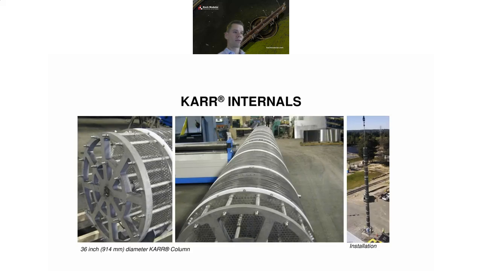This is what the KARR internals look like. You can see in the middle picture, we have a series of perforated plates, and you can also see there that the open area is very high, about 55 to 60%. And then on the right, we have a photo of some KARR internals being installed. That was a pretty tall plate stack height. I want to say between 50 and 60 feet. That's what the installation looks like for a KARR column.